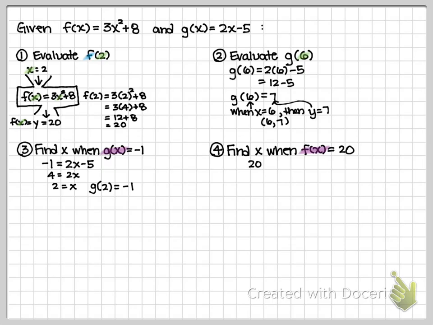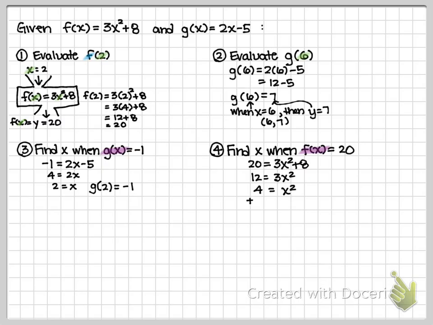And make sure you pay attention to the function you're supposed to be using. It is 3x squared plus 8. Solve. So subtract. That's going to give me 12. Divide. That's going to give me 4. Square root. Remember, whenever you square root something, you technically get two answers. You get a positive and a negative.